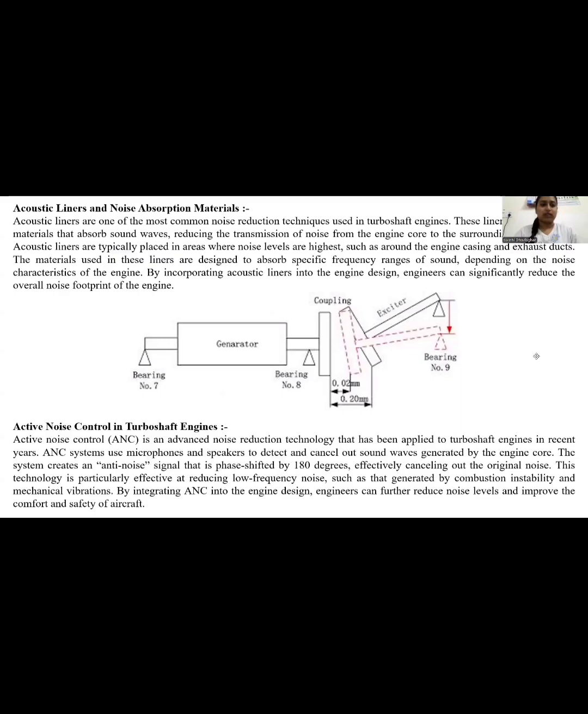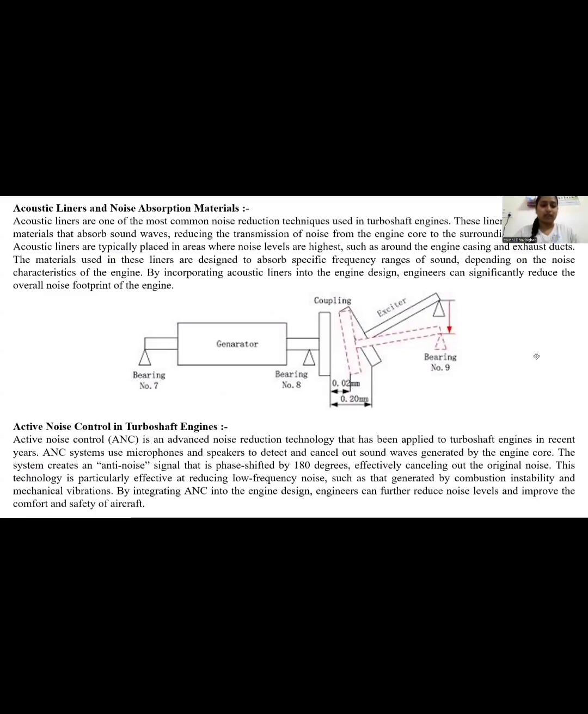The material used in these liners is designed to absorb specific frequency ranges of sound, depending on the noise characteristics of the engine. By incorporating liners into the engine design, engineers can significantly reduce the overall noise footprint of the engine. As you can see in the diagram: bearing, generator, coupling, exterior bearing. This is known as noise absorbing materials.